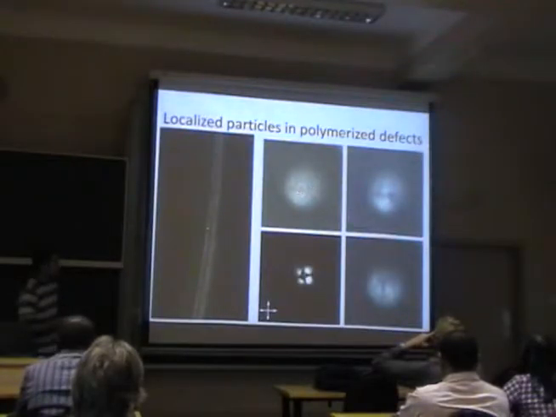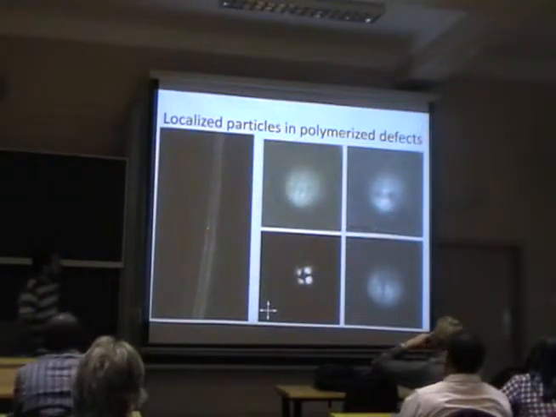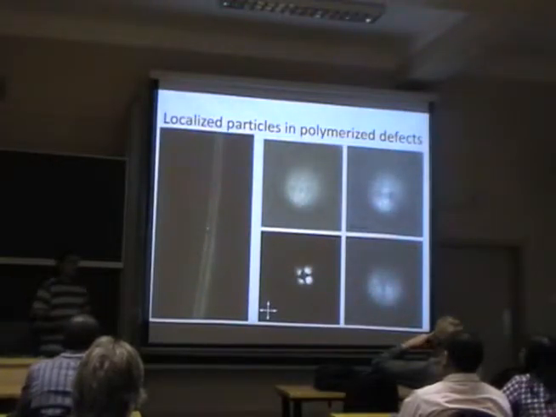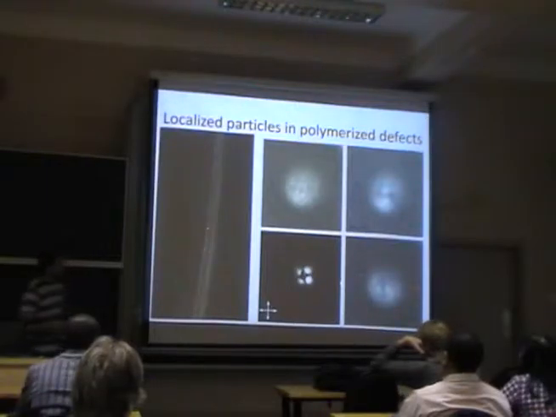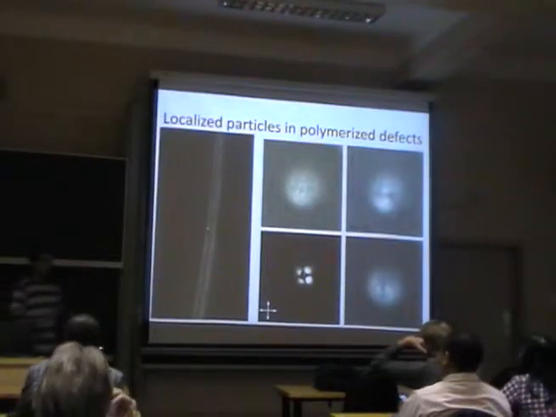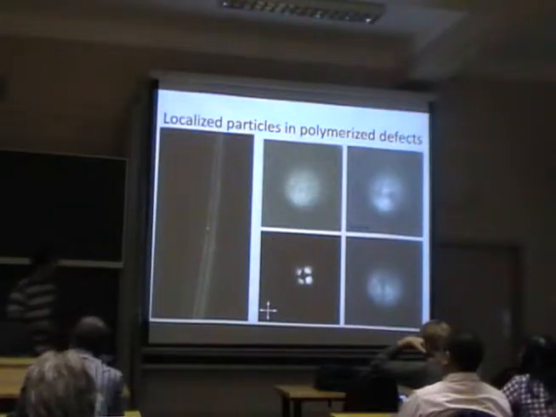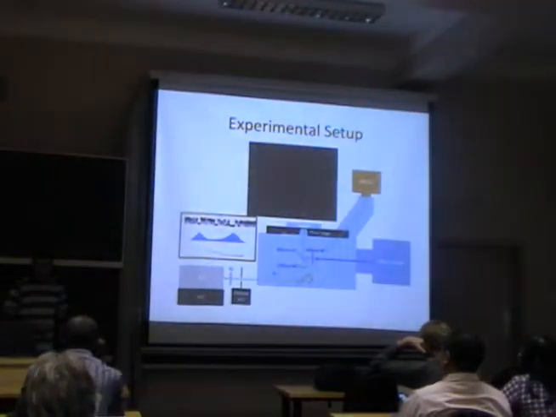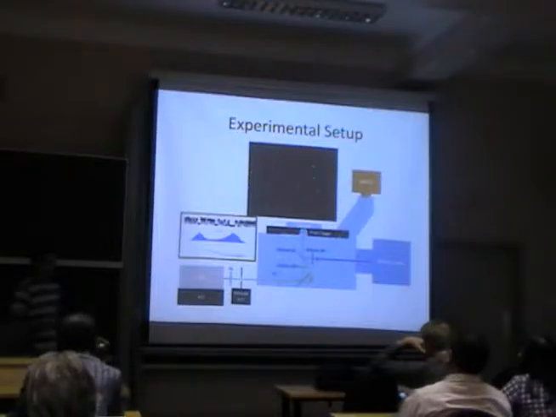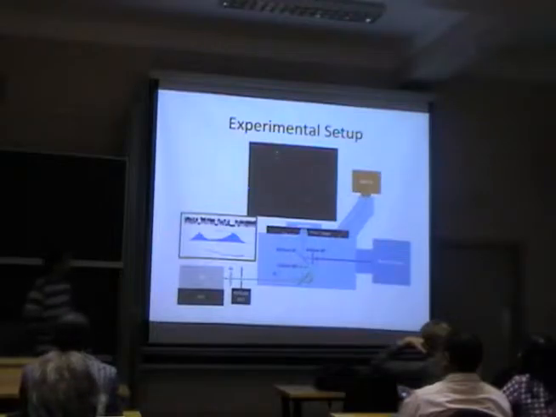These are rod-shaped gold nanoparticles, so I can use a polarizer to analyze the scattered light, and we see that the nanoparticles change color. This is because we're looking at scattered light due to either the longitudinal or transverse surface plasmon. So it shows that the nanoparticles are also aligned in these defects. That's the idea of how we can use this tauron as a way of controlling the nanoparticles.